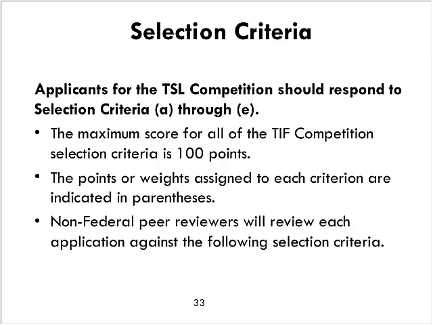Let's talk really quickly about these selection criteria. The maximum score for all of the TIF competition selection criteria is 100 points. There are 5 selection criteria that we're going to talk about in a moment. The points or weights assigned to each criterion are indicated in parentheses, and I'll highlight those for you. And of course, we will use non-federal peer reviewers to read and review each application against these selection criteria. So this gives you a good sense of what they will actually be looking for when they review your applications.